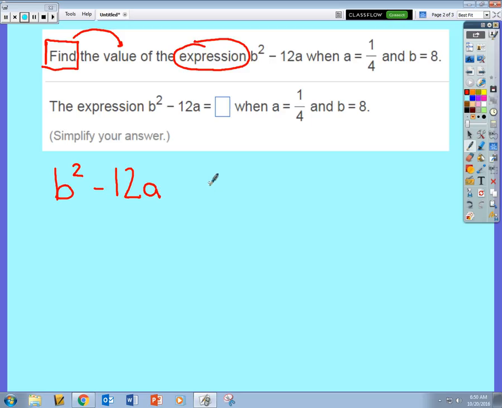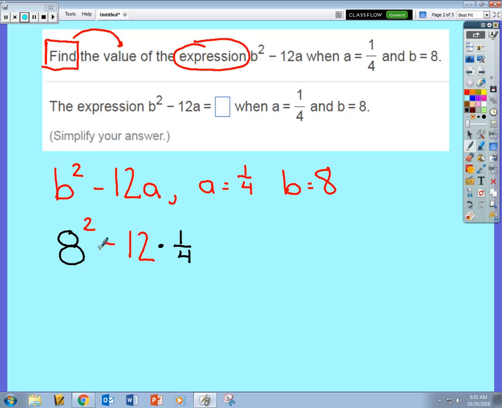And they're telling us that a is equal to 1/4 and b is equal to 8. All right, now that I have the values for these variables, I'm going to substitute them into this algebraic expression so I can find the value of the expression. Well, we know that b is equal to 8. So now we have 8, and it is 8 to the second power, or 8 squared, minus 12, and it's 12 times 1/4. And I could write it like this, 12 times 1/4 if I'd like.